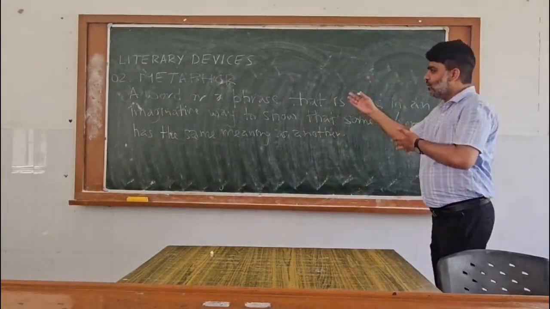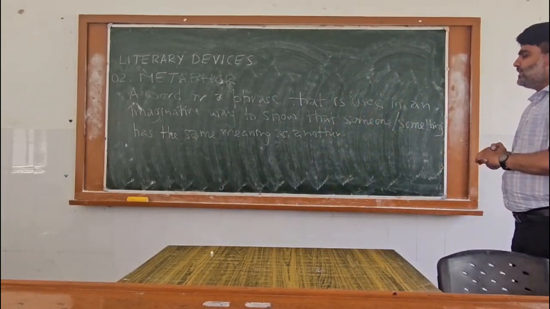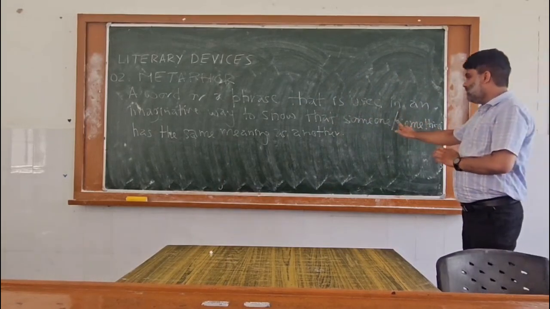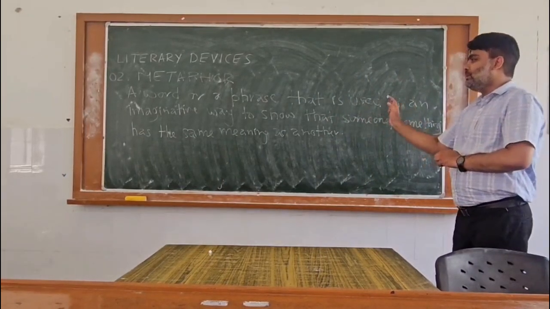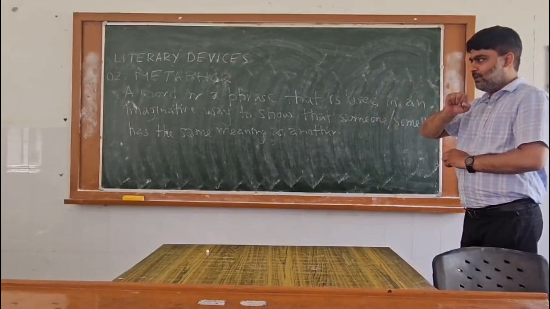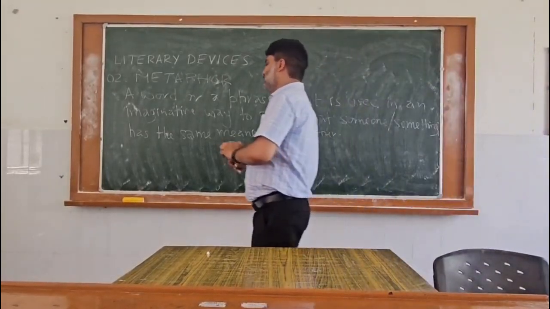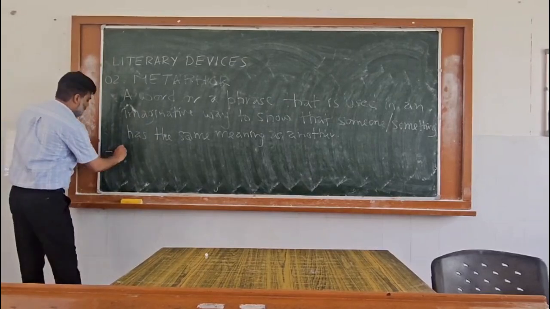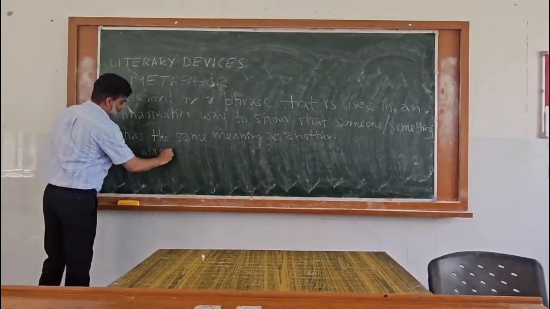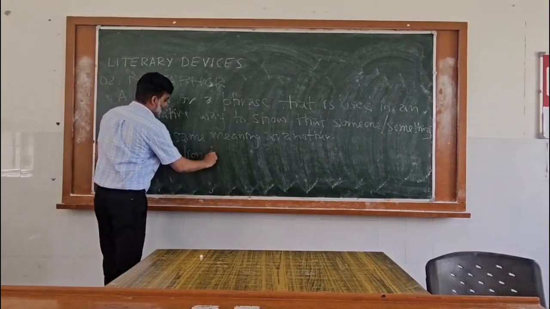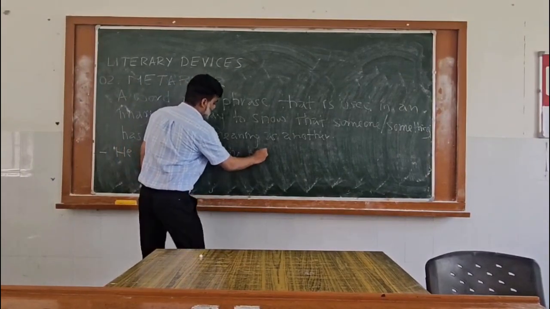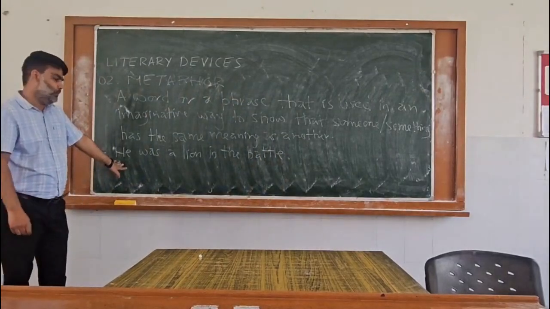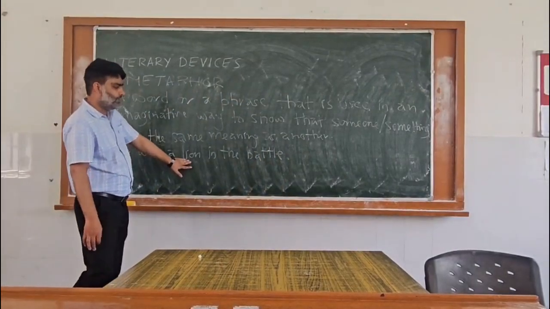Okay, we will go through it. A word or a phrase that is used in an imaginative way to show that someone or something has the same meaning as another. Let's try to understand it with the help of a few examples. For example, if I say he was a lion in the background, this boy has been compared to what? To a lion.